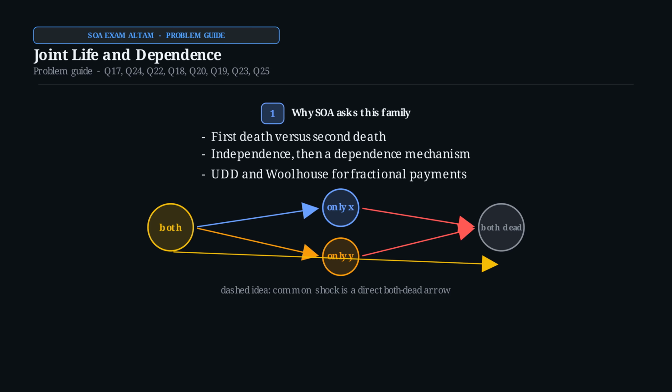SOA asks this because two lives are not twice one life. Joint life status fails at the first death. Last survivor status fails at the second. Independence is the default, and then they break it with common shock, broken heart extra mortality, or a lambda-shift. Fractional age and Woolhouse sit on top because joint annuities are often monthly or continuous.